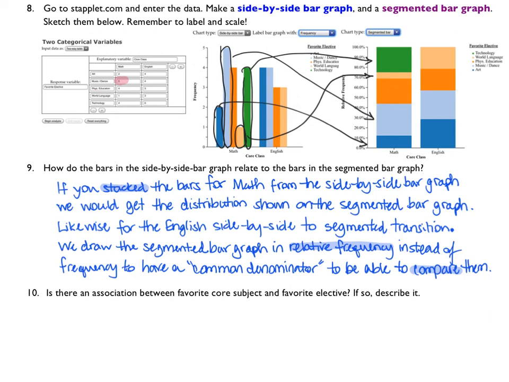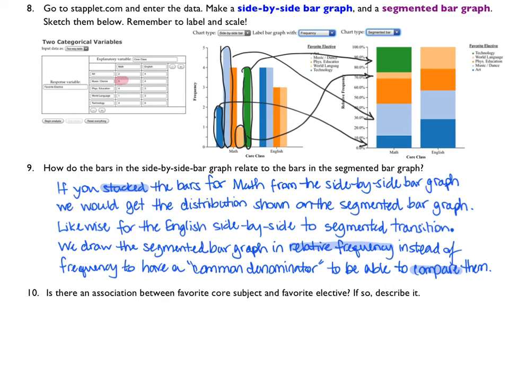So let's compare them. In number 10, it says, is there an association between favorite core subject and favorite elective? If so, describe it. Now think about the wording of this question. If there is no association, no relationship, and people like their favorite elective equally, whether they're math people or English people, then we would see a similar distribution between the math and the English segmented bar graphs. But we don't see that. We do see that the math people have a tendency to have technology as their favorite elective class, but people who favor English as their core class do not.